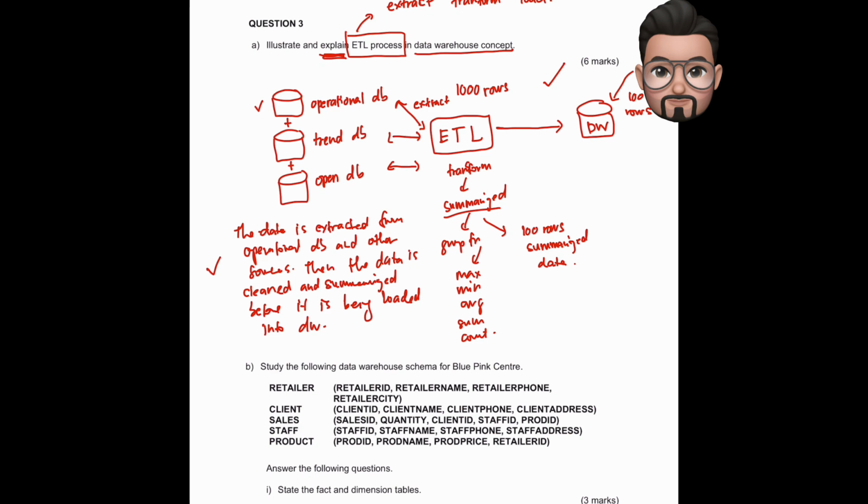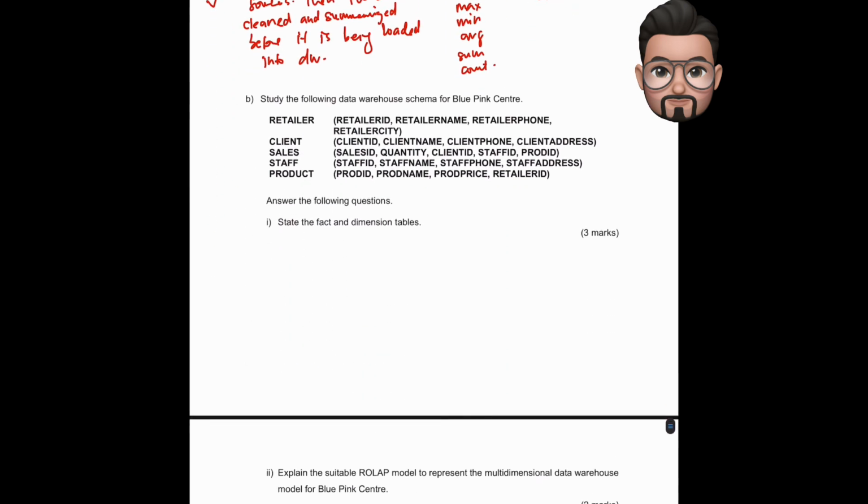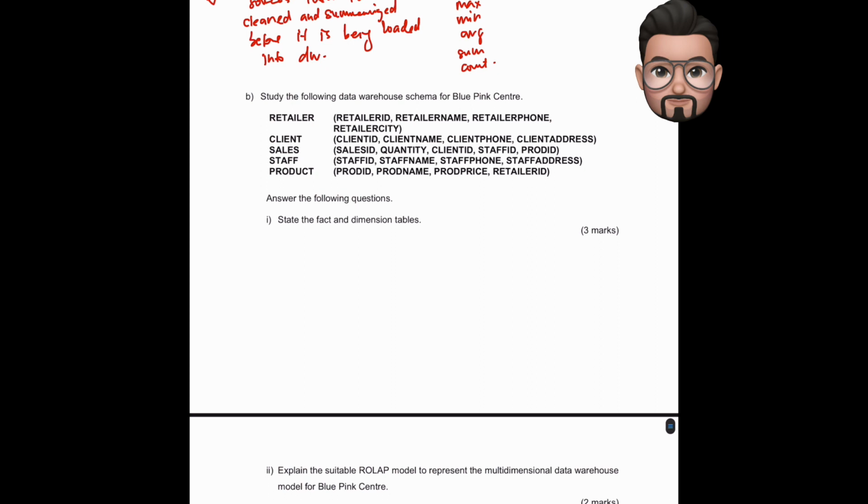Okay, so now let's move on to question B. Study the following data warehouse schema for Blue Pink Center. So we have retailer, client, sales, staff, product. Answer the following questions. State the fact and dimension tables.